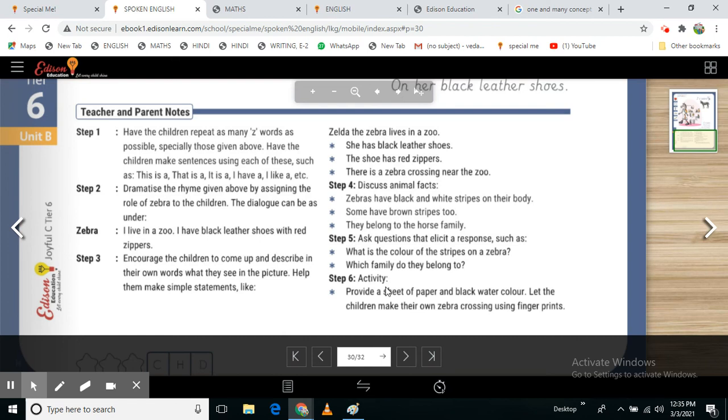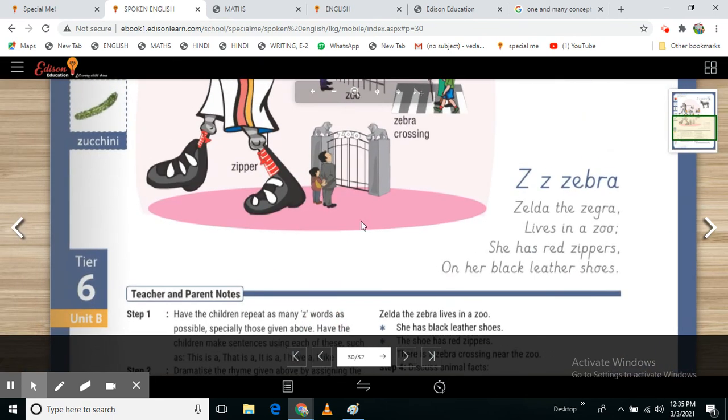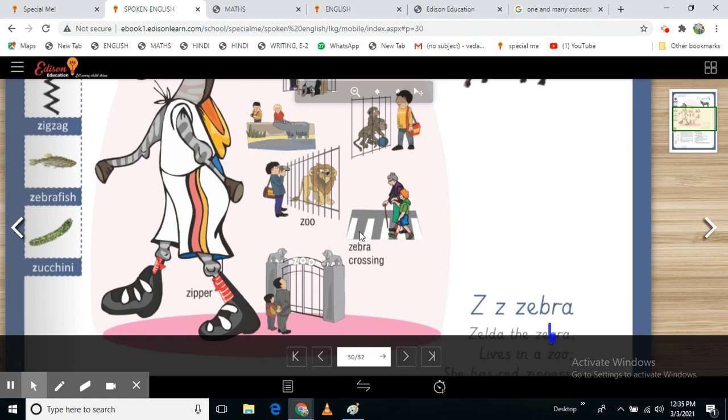Now, step number six, activity. Provide a sheet of paper and black watercolor. Let the children make their own zebra crossing using fingerprints. Okay, you have to apply color on your fingers and then you have to print on the paper and make your own zebra crossing. Okay, like this, right?